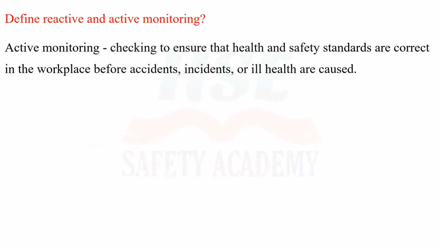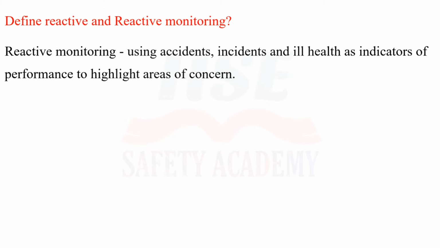Define active and reactive monitoring. Active monitoring: checking to ensure that health and safety standards are correct in the workplace before accidents, incidents, or ill health are caused. Reactive monitoring: using accidents, incidents and ill health as indicators of performance to highlight areas of concern.